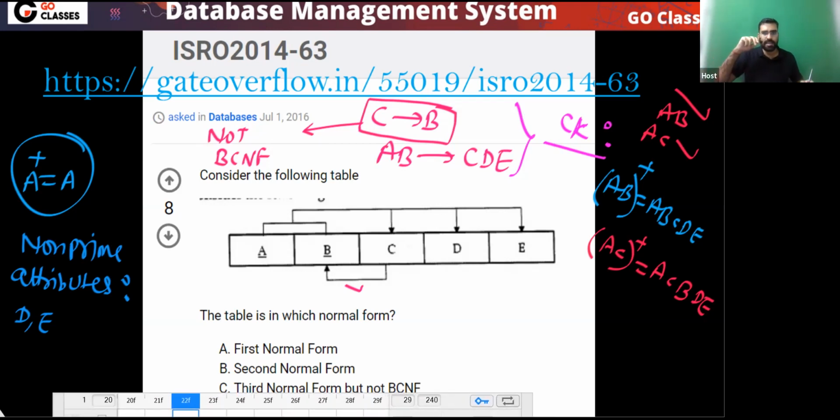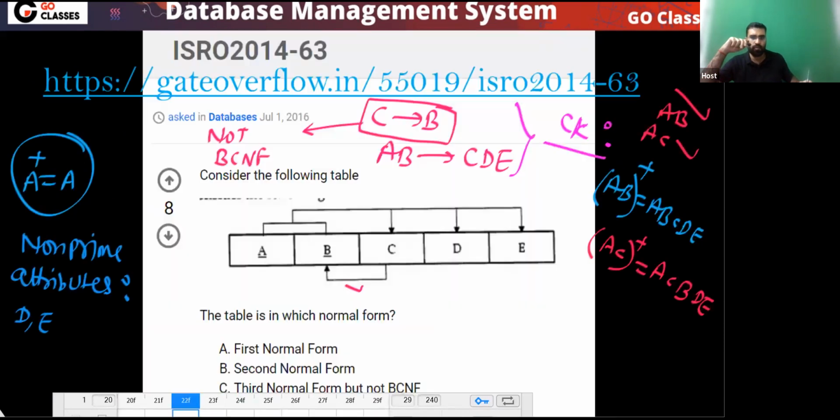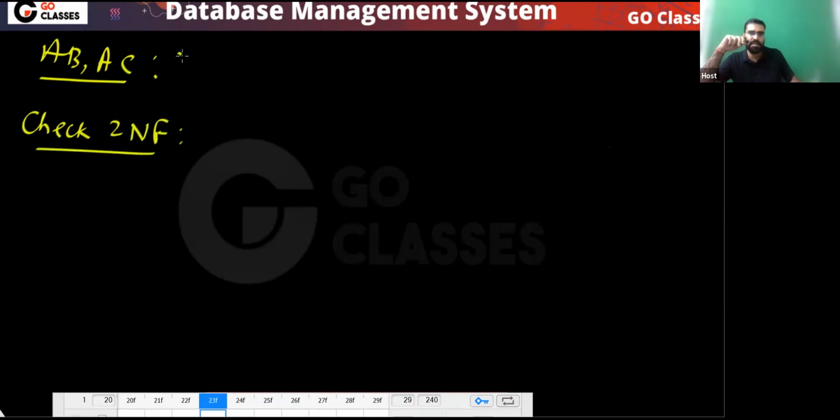Okay, now anyway, let's check for 2NF. So what are your candidate keys? Your candidate keys are AB and AC. Remember, these are your candidate keys: AB, AC.